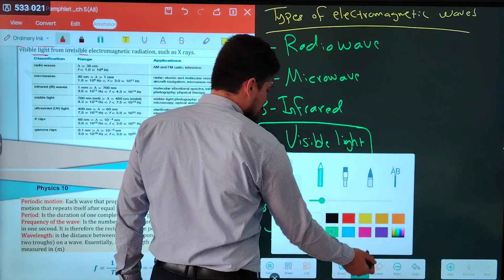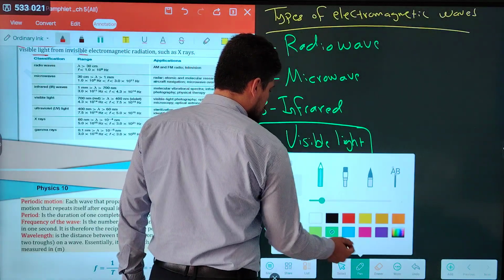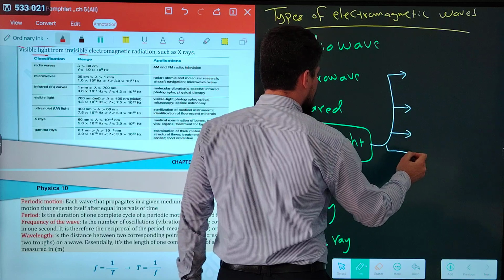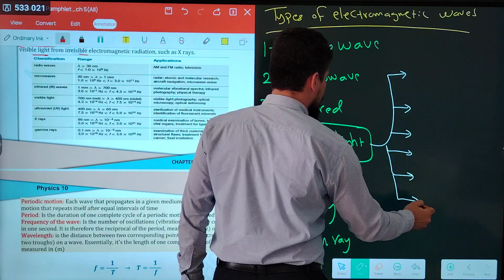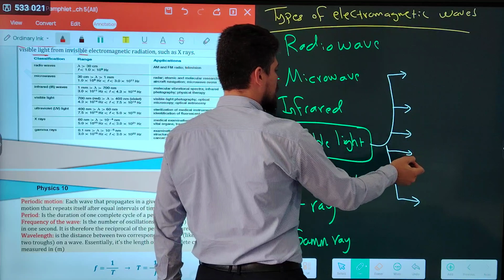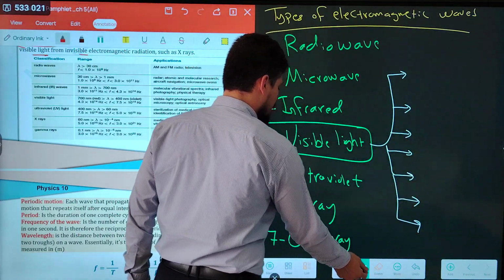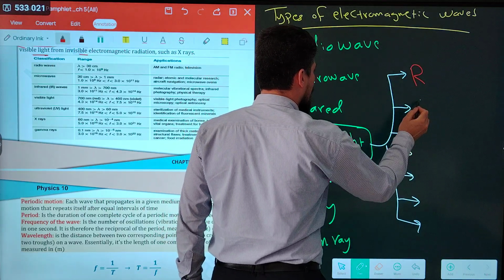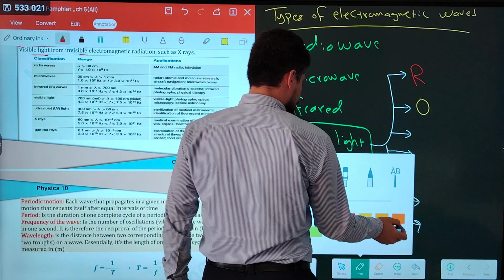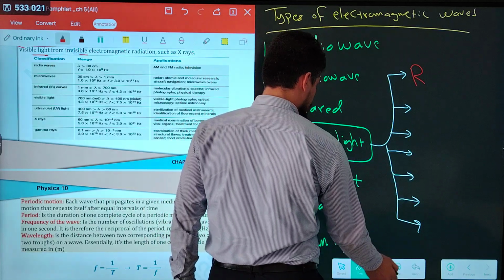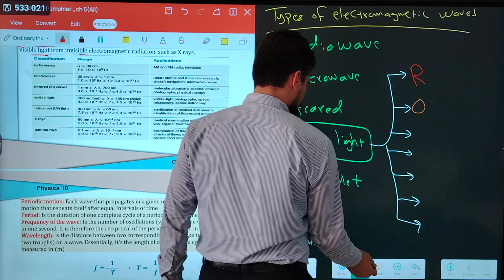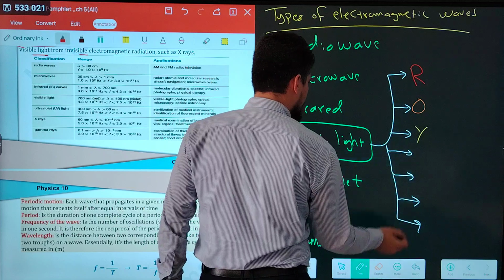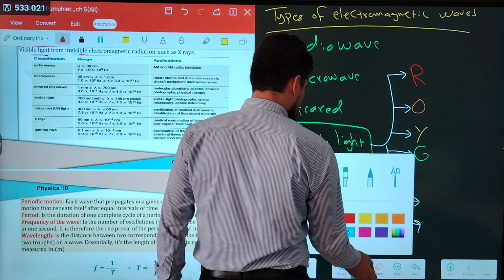So the visible light, we can analyze the visible light into 7 colors. Okay? So we can analyze the visible light or disperse the visible light into 7 colors. 1, 2, 3, 4, 5, 6, 7 colors. Started from what? From red. ROY-G-B. Sorry, it should be orange. ROY. After O, Y. ROY. G, green. B, blue.